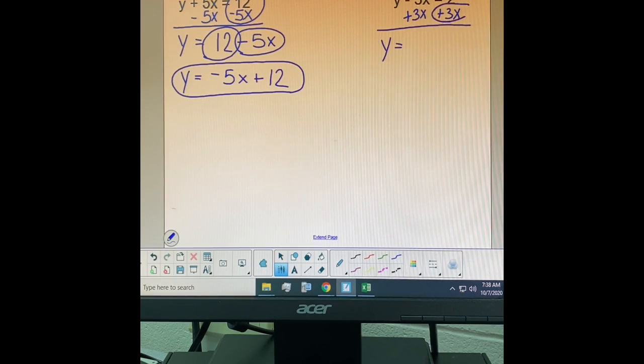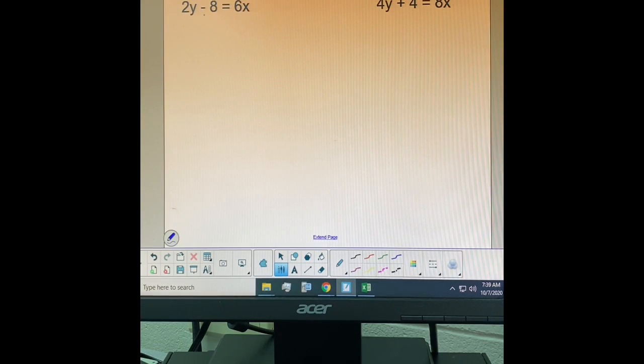Let's add 3x to both sides. We get y equals 2 plus 3x, which is not in standard form, so we're going to put the 3x first and then add the 2. Now this is a linear equation in standard form.